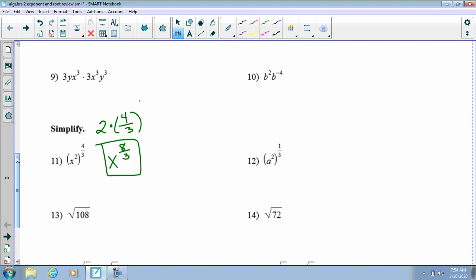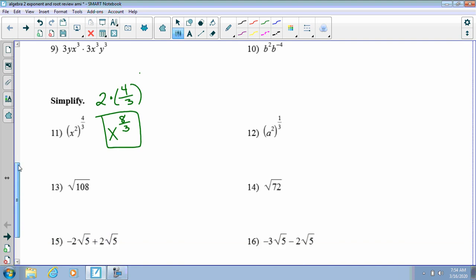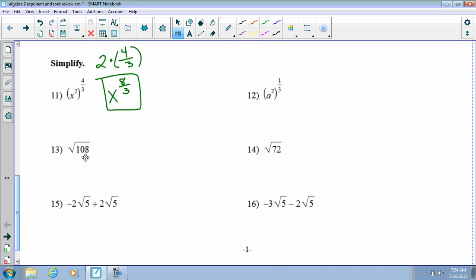Alright, now we're into our roots, and remember, for our roots it's important for us to know our perfect squares, so hopefully you still have that written down in your notes. I think you put that in 6-2 notes, where you wrote down all of your squares. So if I have 108, I'm going to go through and figure out which perfect square divides into 108. So I'm just going to go through the ones that are smaller than 108.